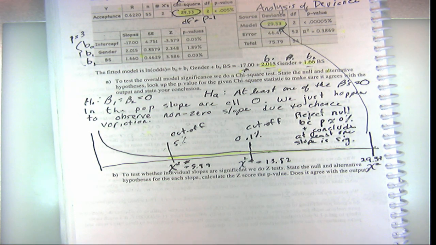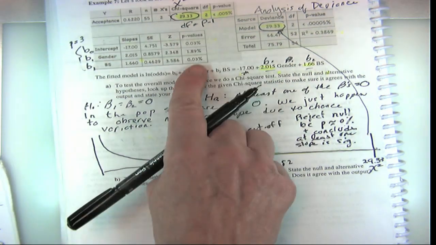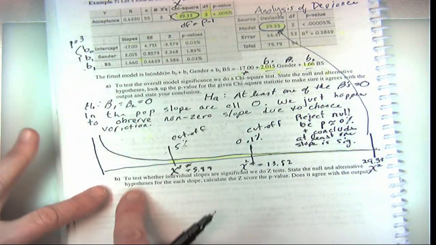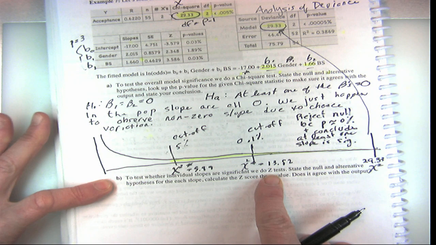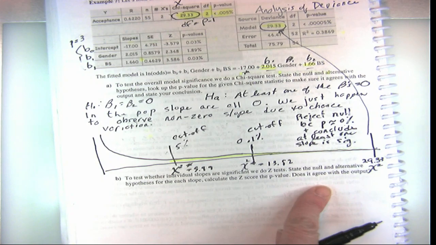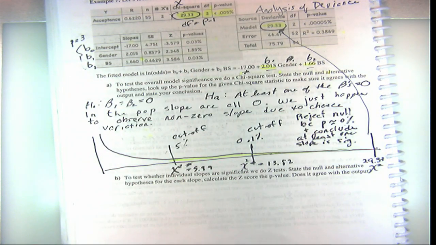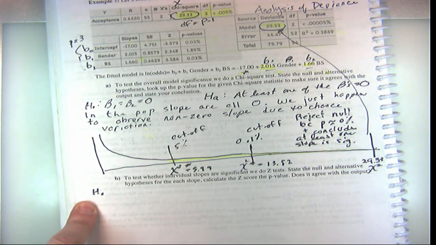All right. So now we're ready to test the individual slopes, and we're going to do that with z-tests. So let's do that. It's already done for you right here, but let's just go through it. To test whether the individual slopes are significant, we do z-tests, not t, because we're doing counts. State the null and alternative for each slope, calculate the z-score and the p-value. It's already done, but let's just check it. Now we're just looking at one slope, so we can use z-tests. We don't have to use chi-square tests. We can just do a simple z, which makes it easier for us.